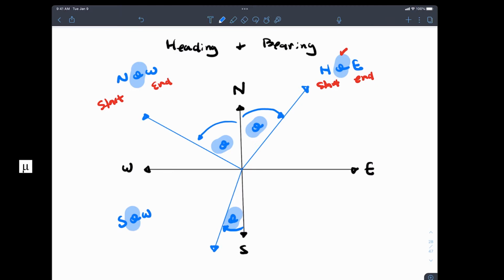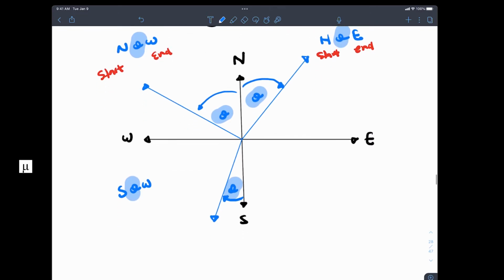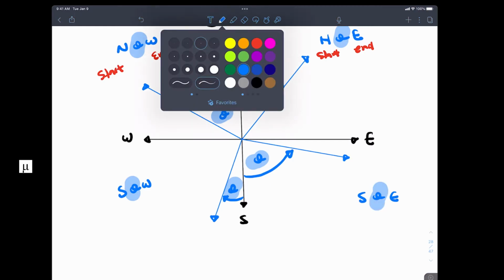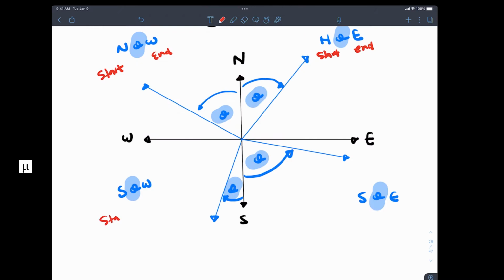Okay, so I just want to remark to you guys that we have this heading and bearing concept. This is where you start. So start south, head an angle theta, and you go east. There you go. So you're going south, theta, east. Again, it's where you what? You start, end.